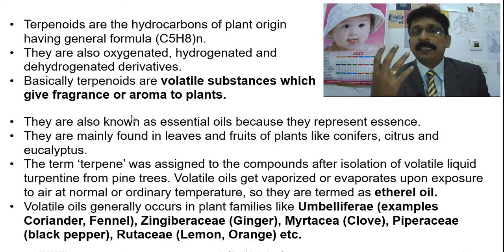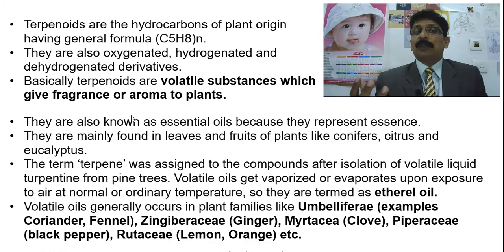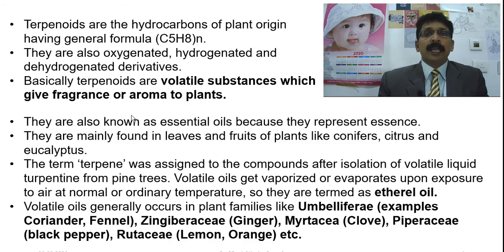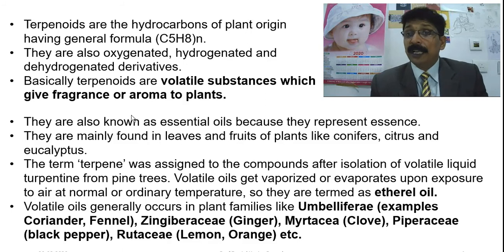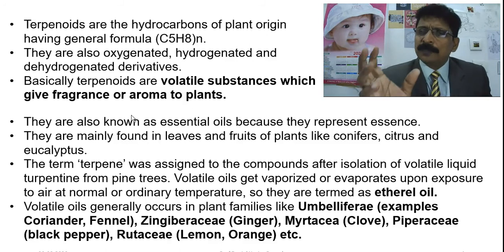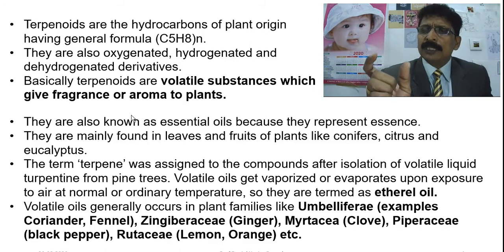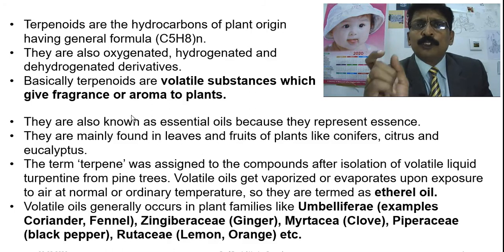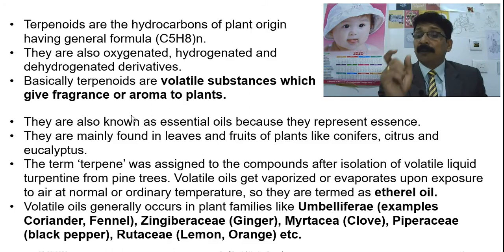What are they? We know that previously they are hydrocarbons containing hydrogen and carbon, of plant origin, having the general formula C5H8 n times. C5H8 means immediately you should know that they are pentane derivatives. That means isopentenyl pyrophosphate and dimethylallyl pyrophosphate, which are the building units of terpenes. They are called isoprenoid units, which we have already studied.